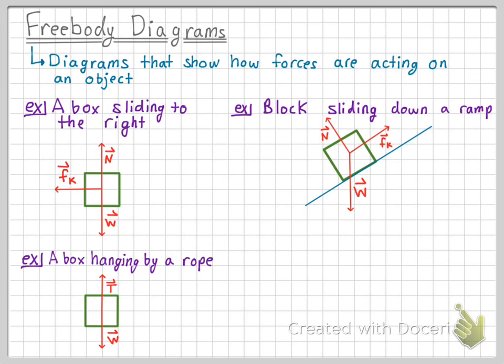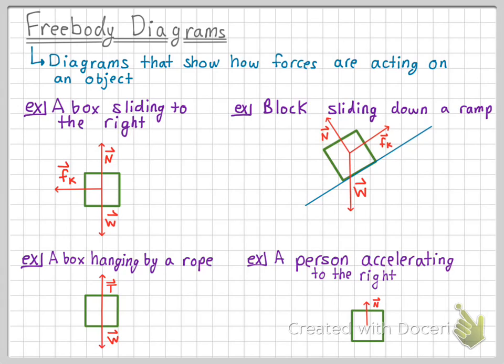So let's do one last example, which is a person accelerating to the right. We know that the person is standing on the ground, so there is a normal force acting up. And we also know that the person is on Earth, so there is a weight force acting down. And we also know that since the person is pushing off of the ground and not sliding, there must be a static friction force acting in the direction of the acceleration.